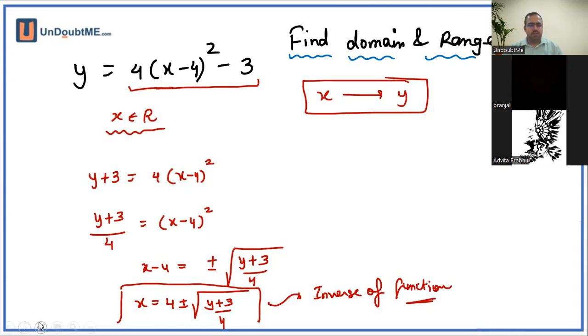So now if you just have a look at this expression, which is x is equal to 4 plus minus square root of (y plus 3) by 4, what is the obligation over here? What is the condition? What can be the value of y which we cannot put, or how will we look for this?